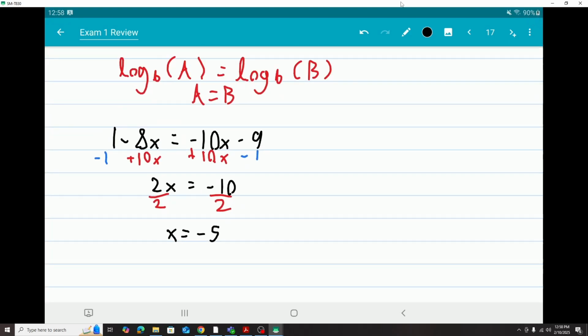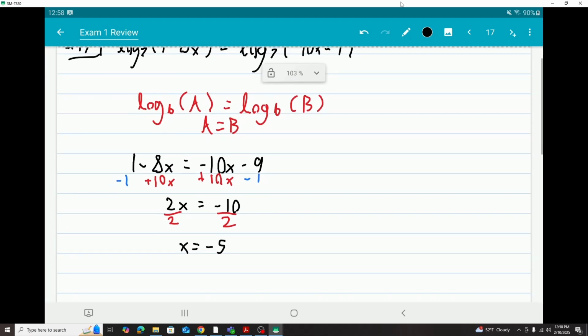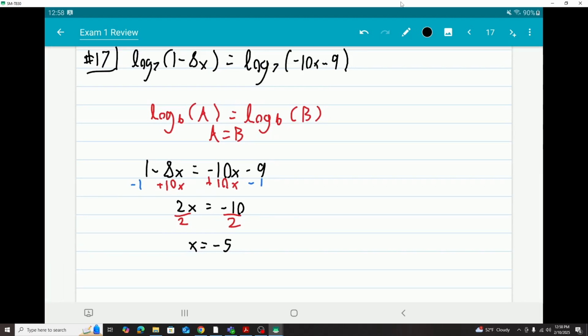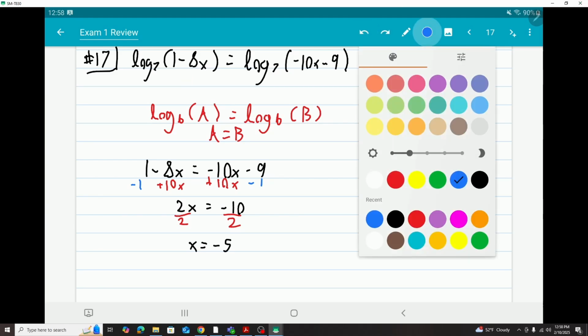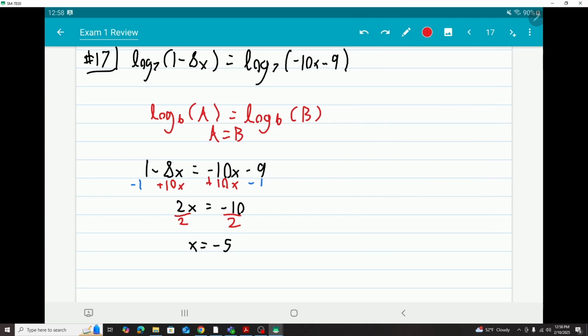And now one thing we should always do when we have a log equation is check if we have an extraneous solution. What that means is we just want to make sure that whenever we plug them back into our original equation, we don't run into any domain issues. So whenever you're doing any log equation, you probably want to go back and make sure. So let's try plugging in minus 5 into the first one. 1 minus 8 times minus 5 is equal to log base 7 of 17. That's perfectly fine. 17 is a positive number.